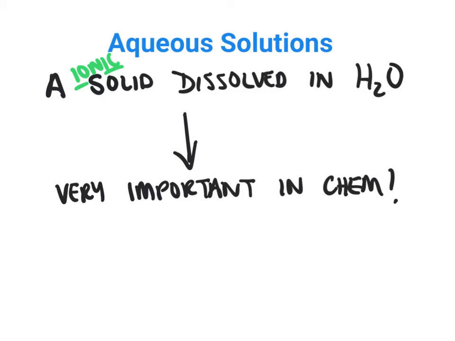But the most common kind of solution, the most important kind of solution we see in chemistry, is called an aqueous solution. And this is normally referred to as a solid. I put the word ionic in green so you see it, but it's got to be an ionic solid. When you dissolve an ionic solid in water, where water is the solvent, it's an aqueous solution. And it's important in chemistry because we can do a lot with it, and they're relatively easy to make.